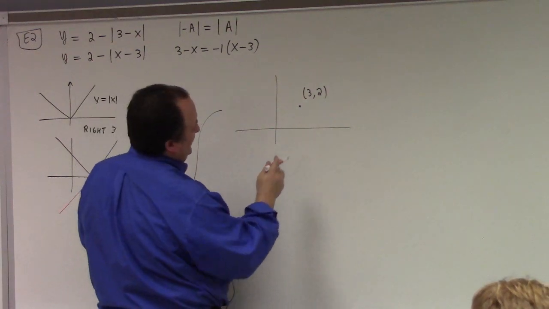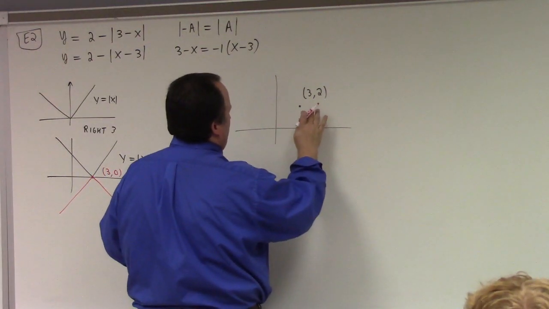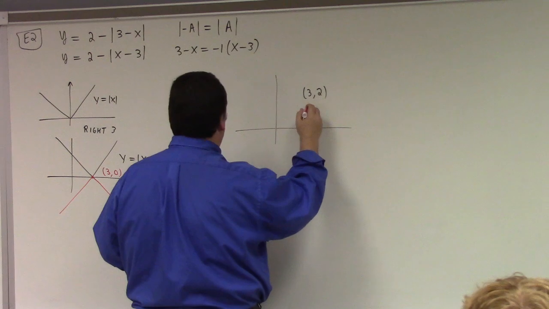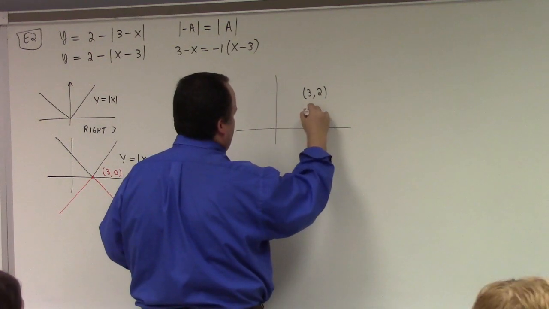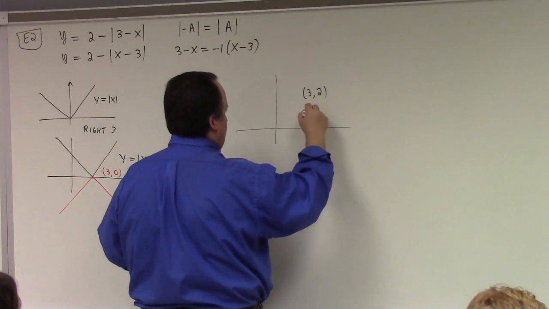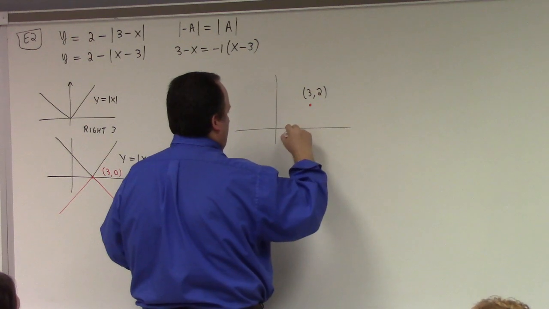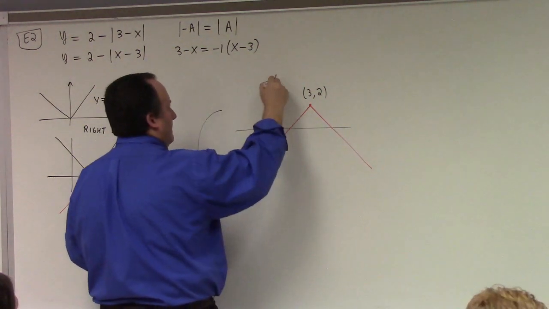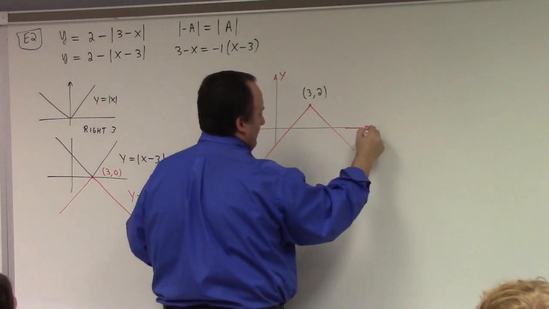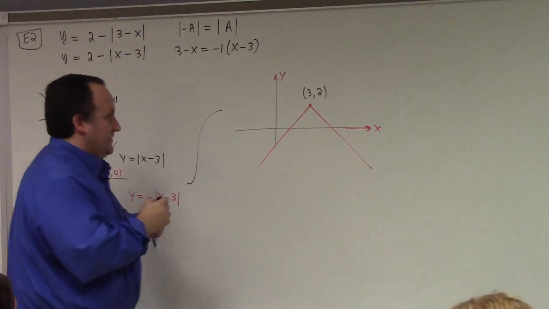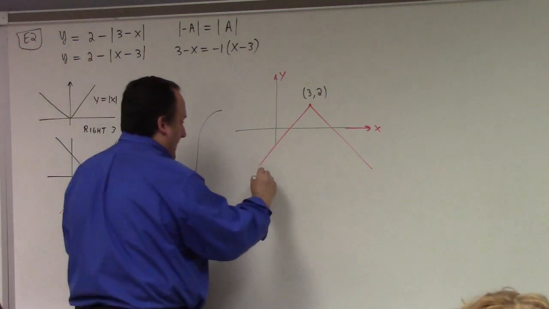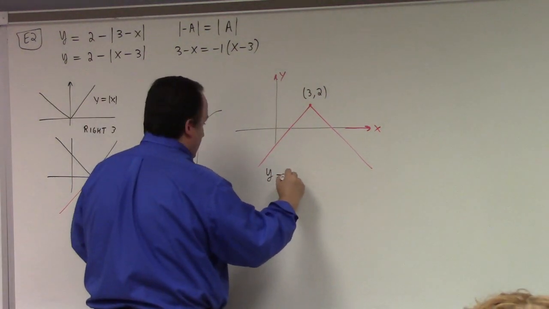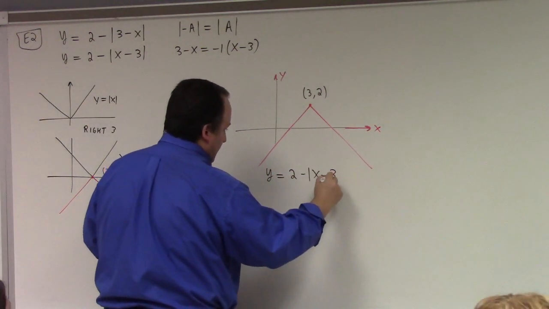I don't know if... hey, just a second. It should be more like here, 3 over 3 up 2. So it's like here-ish. All right, and then I guess if I was doing it carefully, it'd be more like that. So there you go. That's the graph of y equals 2 minus the absolute value of x minus 3.